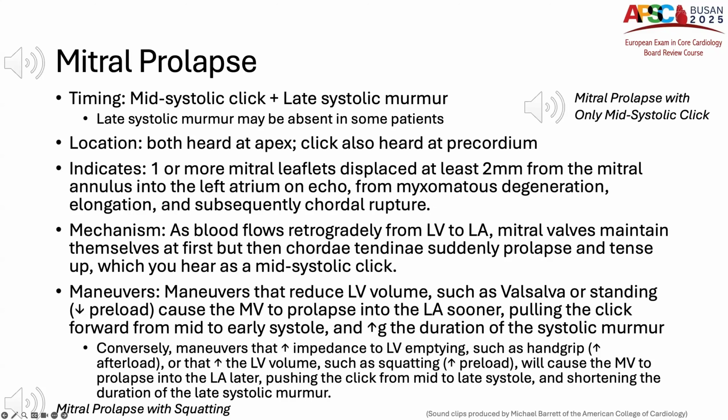Maneuvers that reduce left ventricular volume, such as Valsalva, or standing, which decreases preload, cause the mitral valve to prolapse into the left atrium sooner, pulling the click forward from mid to early systole and increasing the duration of the systolic murmur. Conversely, maneuvers that increase impedance to LV emptying, such as hand grip, which increases afterload, or that increase LV volume, such as squatting, which increases preload, will cause the mitral valve to prolapse into the LA later, pushing the click from mid to late systole and shortening the duration of the late systolic murmur.